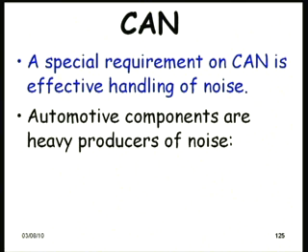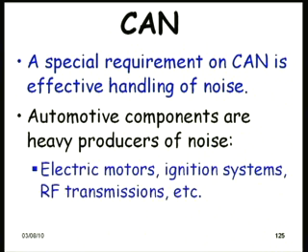One of the special requirements at that time on CAN was handling of noise. Compared to the other types of buses, there is a special requirement of the CAN bus regarding noise, because the origin was in the automotive segment, and the automotive components are heavy producers of noise. For example, wherever there is a motor, there are sparks and large noise is generated. Any motor you can easily make out by the noise it produces. You just take a radio system there, you can hear the noise that it produces. Even the ignition system, RF transmission, all of them are heavy producers of noise.